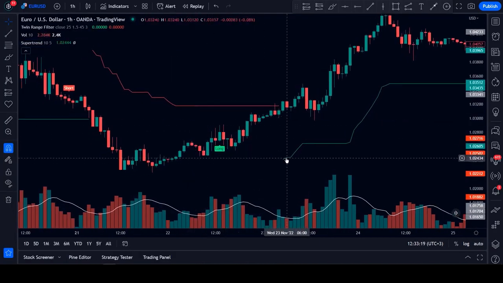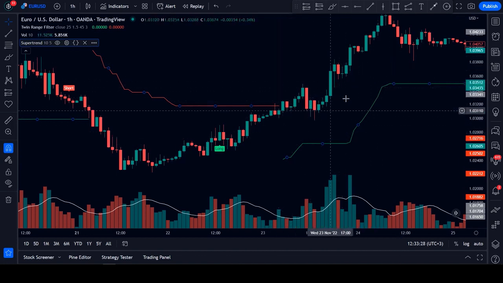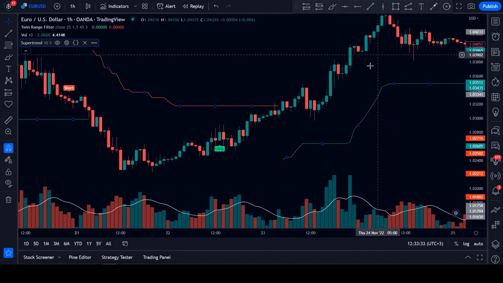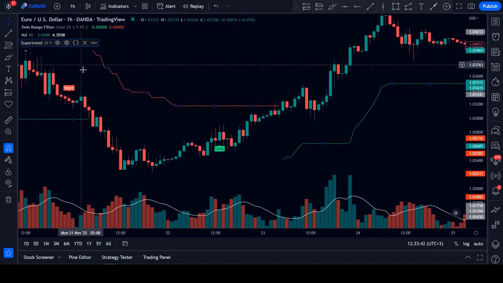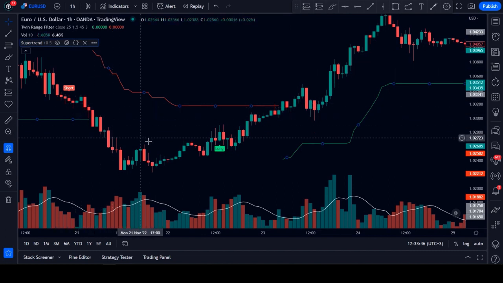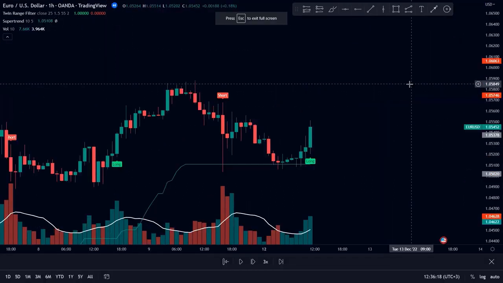When it's green and the price is constantly above it, that would be considered a bullish trend, so we're only going to be taking long trades. But when it's red and the price is constantly below it, that would be considered a bearish trend, so we're only going to be taking short trades. Now let's go over the conditions for entering trades with this strategy.